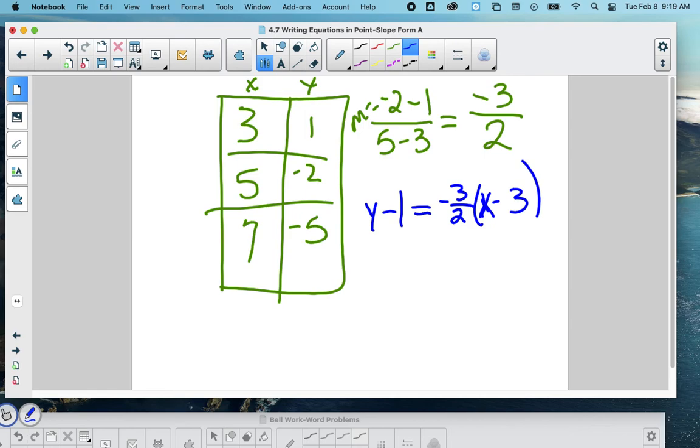And then it'll work for you. If you got y equals -3/2 x plus, going from memory, 5 1/2, I believe it was, you are correct. Okay. All right, are you ready to try some? Go with a small one.